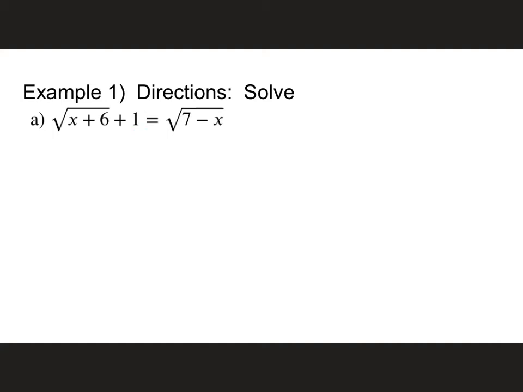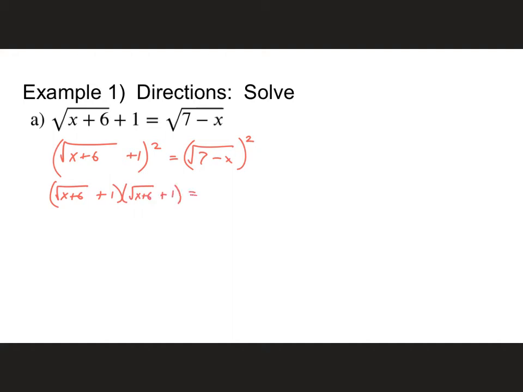So the question is, how in the world do I deal with that? Well, the answer is exactly the same as it was the last time. We're going to square both sides. So we're going to square the square root of x plus 6 plus 1, and we're going to square the square root of 7 minus x. Now, we got to be really careful. On the left-hand side, that means we have the square root of x plus 6 plus 1 times the square root of x plus 6 plus 1. We're going to have to FOIL on that side. But lucky for us, on the right-hand side, the square and the square root cancel each other out, and we're left with 7 minus x.